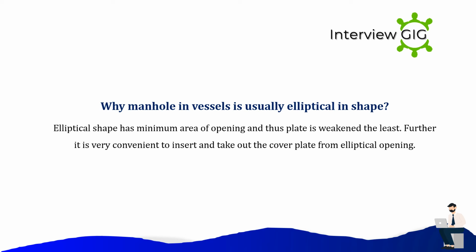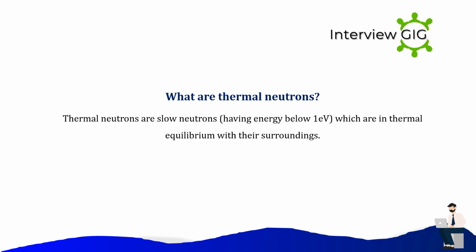Why is a manhole in vessels usually elliptical in shape? Elliptical shape has minimum area of opening, and thus the plate is weakened the least. Further, it is very convenient to insert and take out the cover plate from an elliptical opening. What are thermal neutrons? Thermal neutrons are slow neutrons, having energy below 1 electron volt, which are in thermal equilibrium with their surroundings.